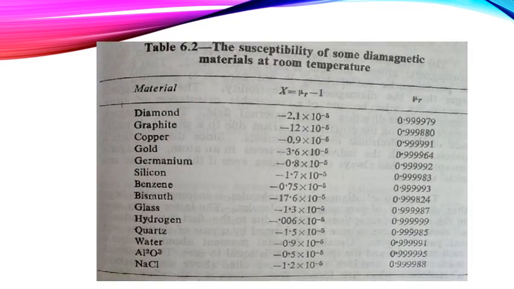Similarly, to justify why the susceptibility is negative, let us see the susceptibility of some diamagnetic materials at room temperature. From this table it is clear that the susceptibility is negative, that is chi = mu r minus 1, and the relative permeability of the diamagnetic material is given approximately by mu r = 1 minus 10^-5, that is 0.9, so that for most electrical engineering applications, the permeability of such material may be taken as equal to unity.